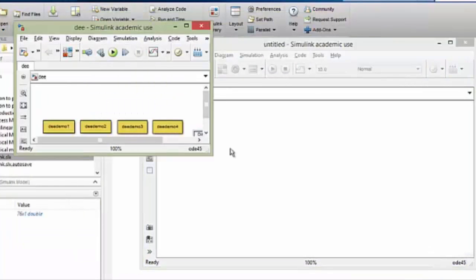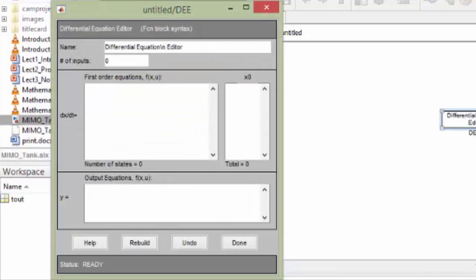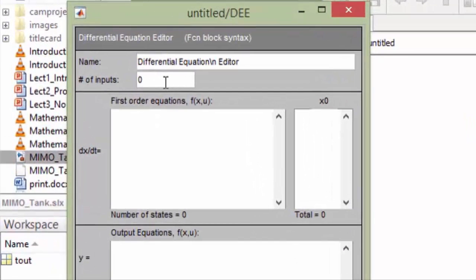So now on an empty SIMULINK model, I'm putting this differential equation editor, and you can see there are no inputs, no outputs in the block. It is just a rectangular block. Now you can include the number of inputs available in your simulation. I have two inputs, flow rate in tank 1 and tank 2, and then you can write the equations.